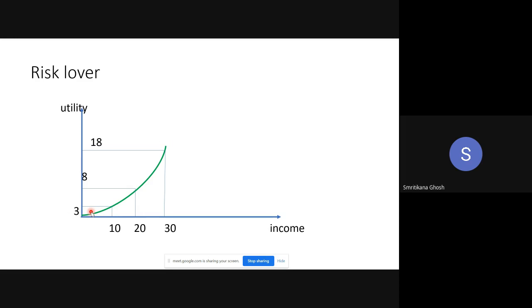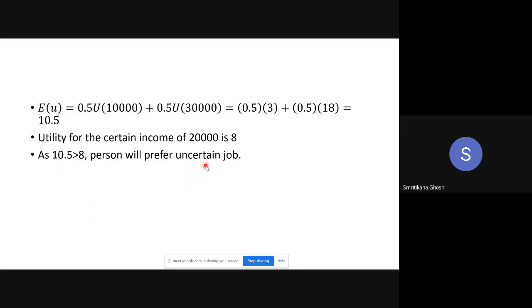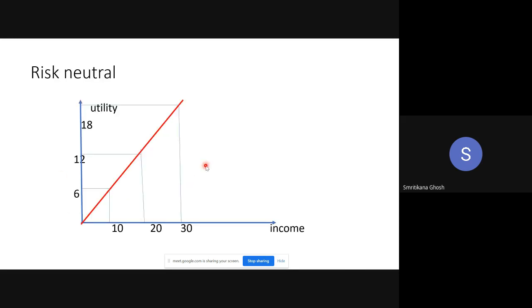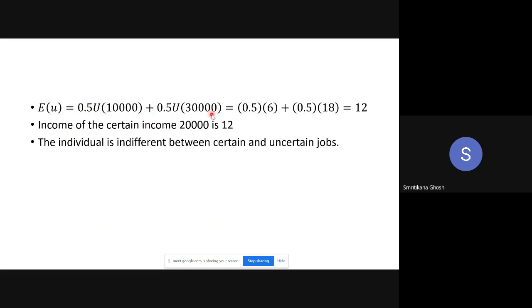So for the risk lover, he is going for the uncertain job, and for the risk neutral, he is neutral. It is a straight line through the origin. So the utility of the certain job is 12, and the expected utility, if you calculate for the second job, will be 12. So as 12 is the same, he is indifferent between the certain and uncertain jobs.